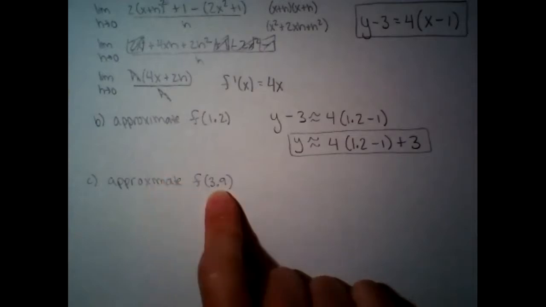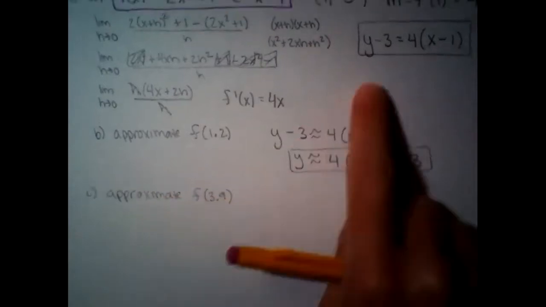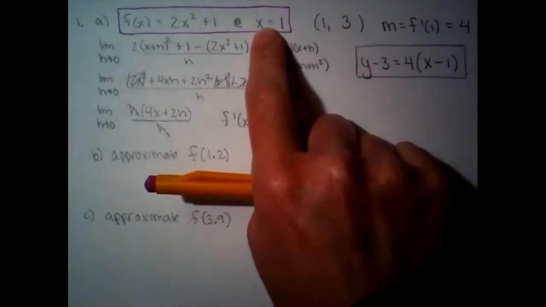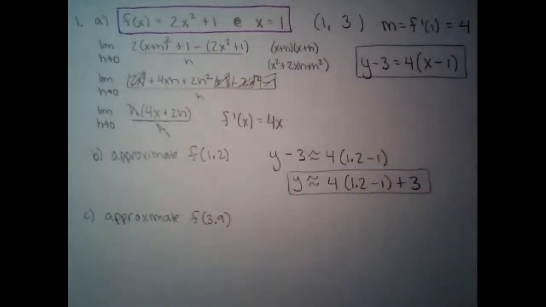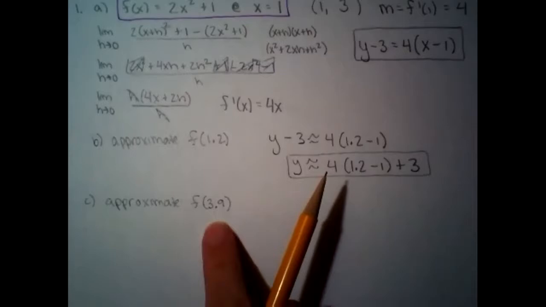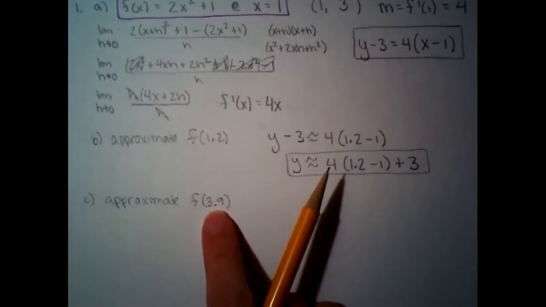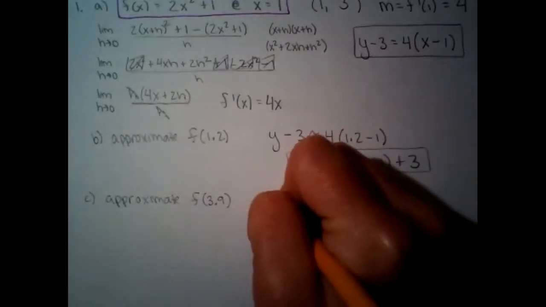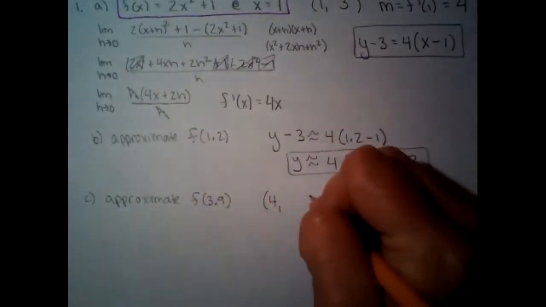Now, if we want to approximate at 3.9, this equation's not going to work because our point of tangency was at 1. We're going to need to write a new equation. Where should we put our point of tangency? If we want to approximate 3.9, what should be our point where we write the equation? Yeah, good, 4, because 3.9 is really, really close to 4.